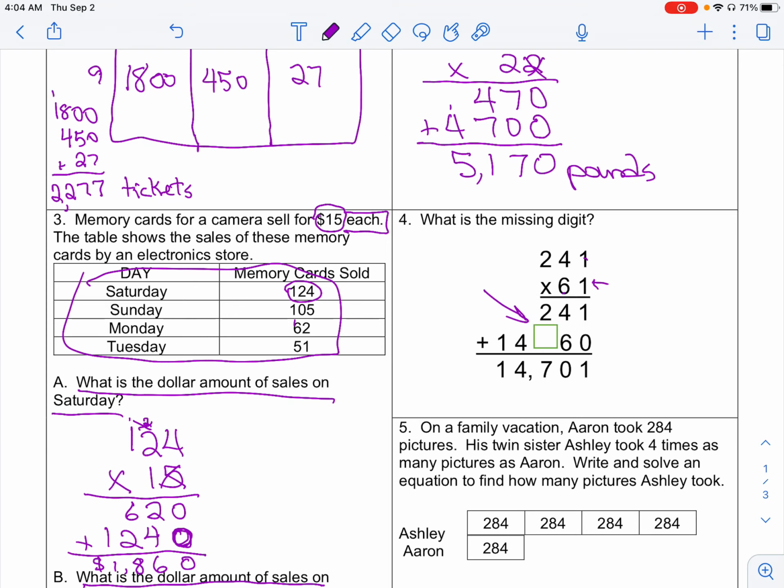Then I would move on to the 6. I'd be done with the 1. I'd put my 0 like they did here, and then I'd multiply. 6 times 1 is 6. 6 times 4 is 24, so I would write the 4, and I would regroup or carry the 2, and then 6 times 2 is 12, and 2 more make 14. So 4 is the missing digit.